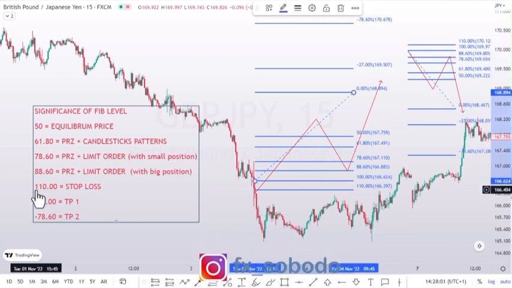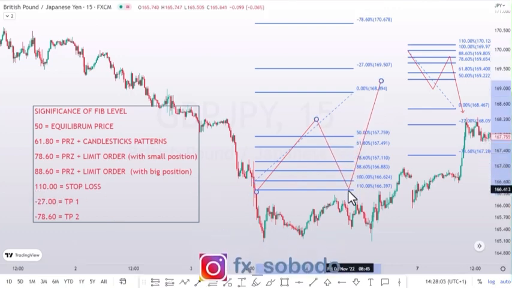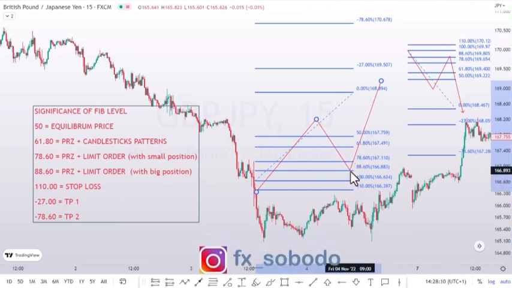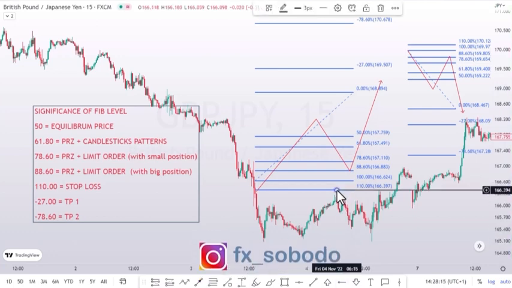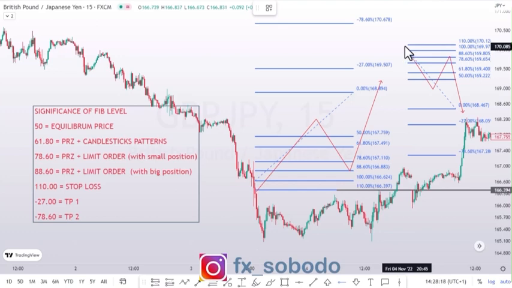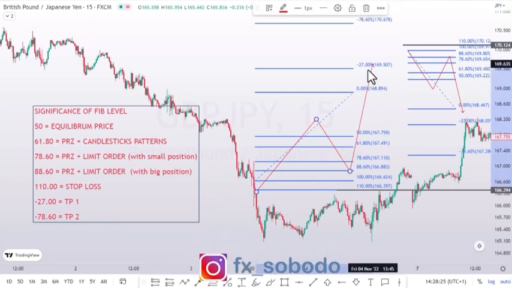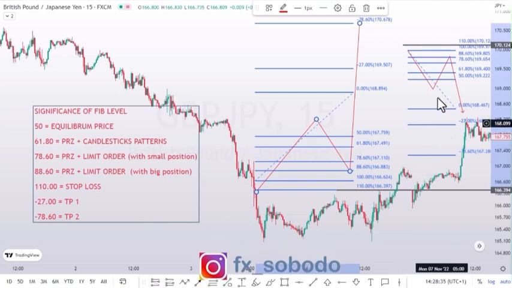Then we have 110. As you can see, this 110 is where we should place our stop loss. Always this level is where we put our stop loss. These are our stop loss levels. 110 is for our stop loss. Negative 27 is our first take profit, as you can see. Negative 78.6 is our final TP. You see, these are our take profit and stop loss.